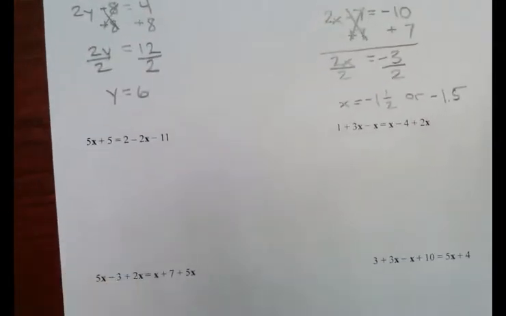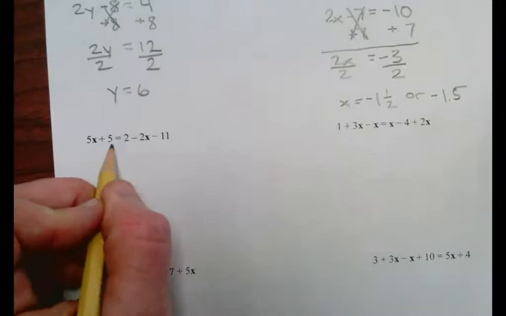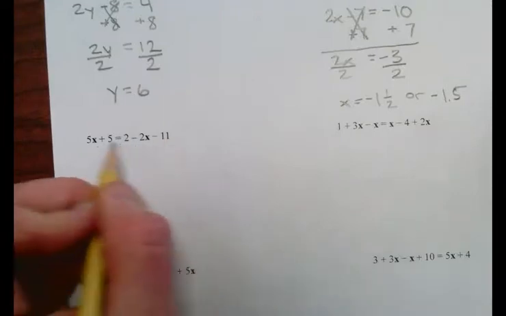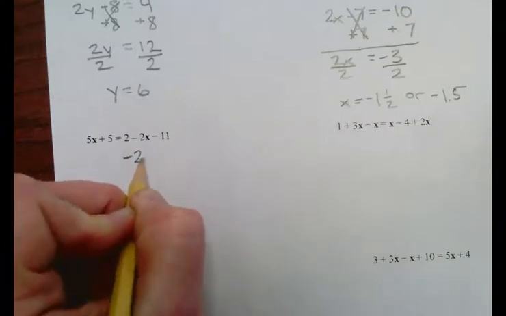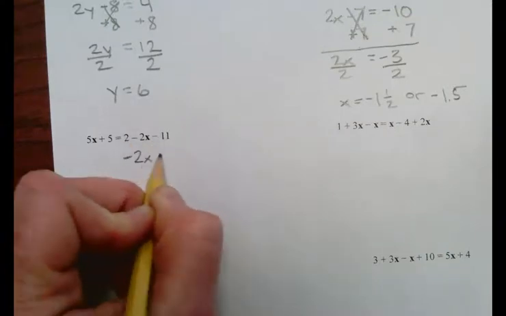Okay. All right, let's see here. Nothing to do on the left. On the right, we have to combine some like terms. I have 2 and -11. So that negative stays with the 2x. -2x. 2 minus 11 is -9.